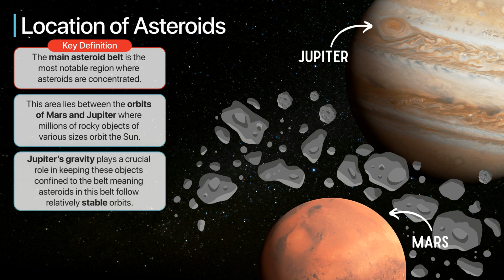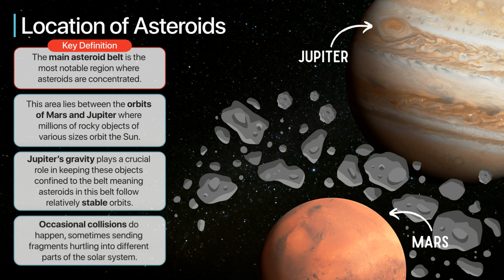The gravitational influence of Jupiter plays a crucial role in keeping these objects confined to the belt. Most asteroids in this belt follow relatively stable orbits. However, occasional collisions do happen, sometimes sending fragments hurtling into different parts of the solar system.